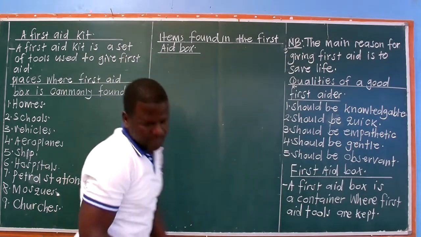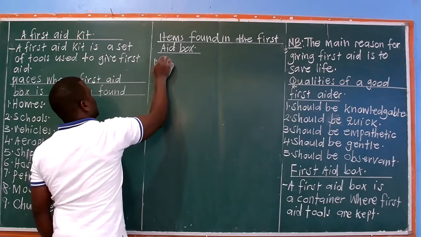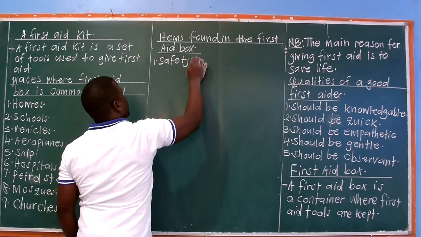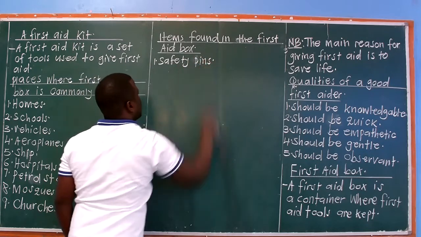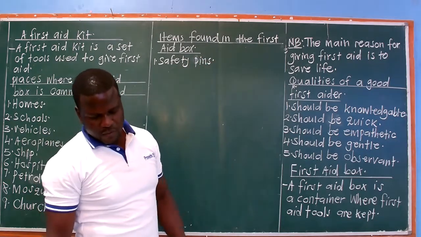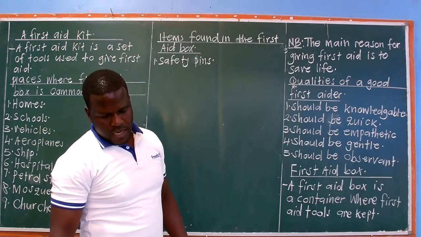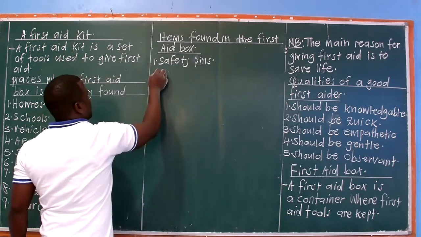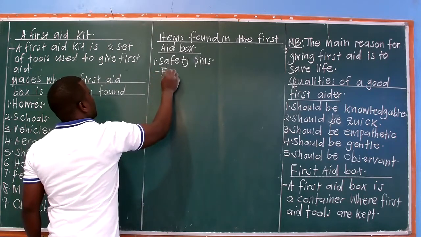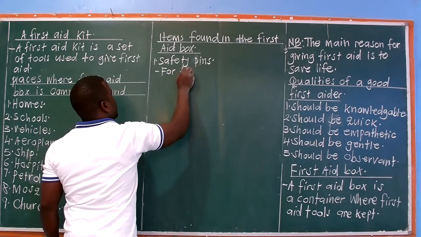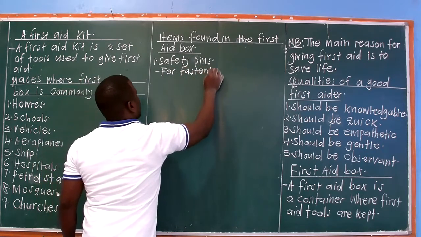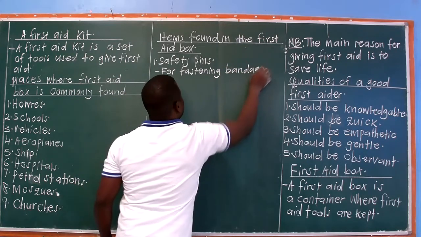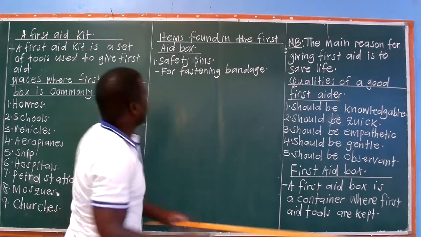1, we have safety pins. Safety pins are found in the first aid box, and a safety pin is used for fastening the bandage. That's a safety pin. It is used for fastening bandage.